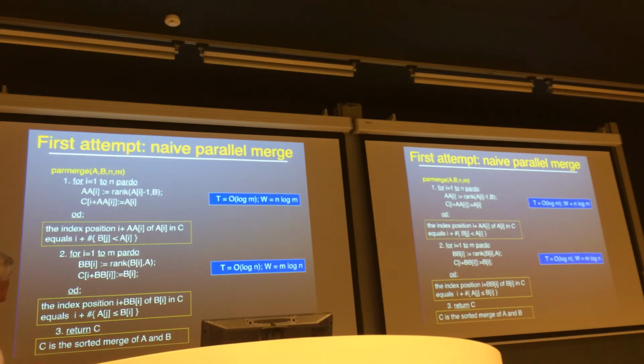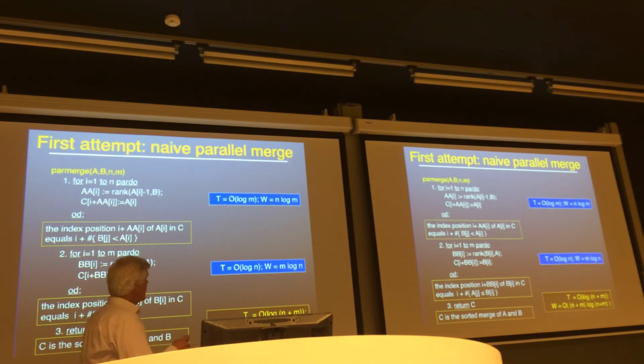Okay, for B the same. It will cost you log n. W is m times log n. And the result will be that T equals the O of log n plus m.